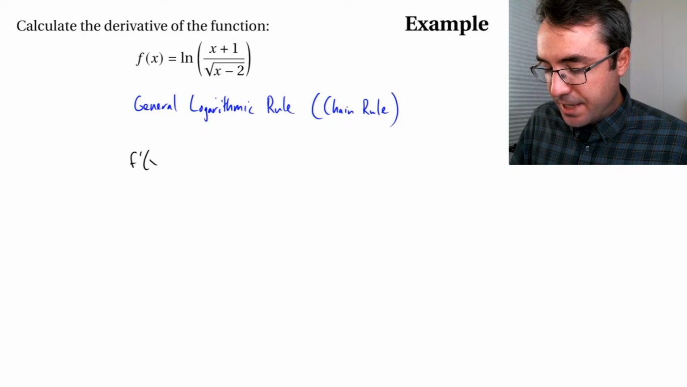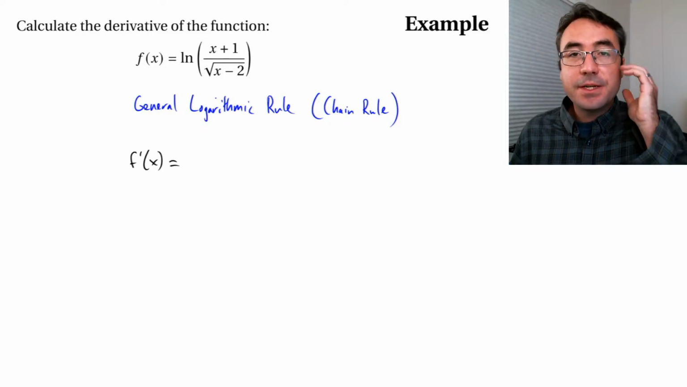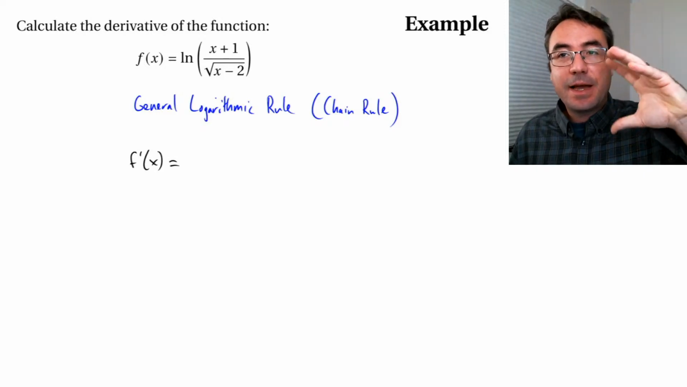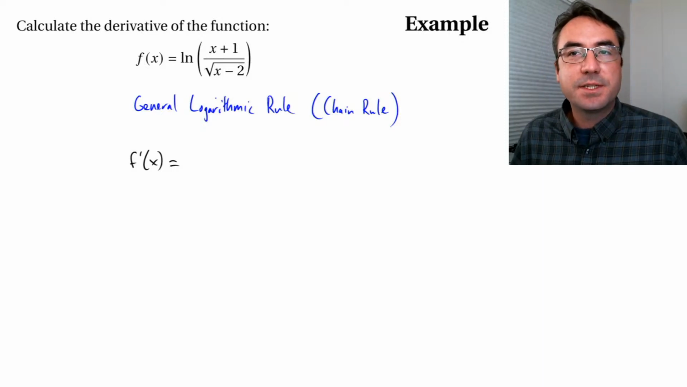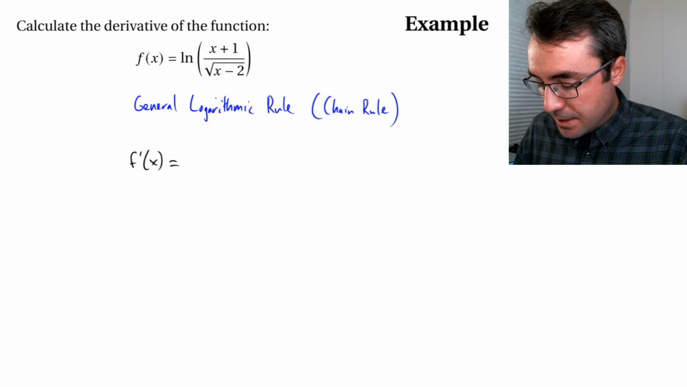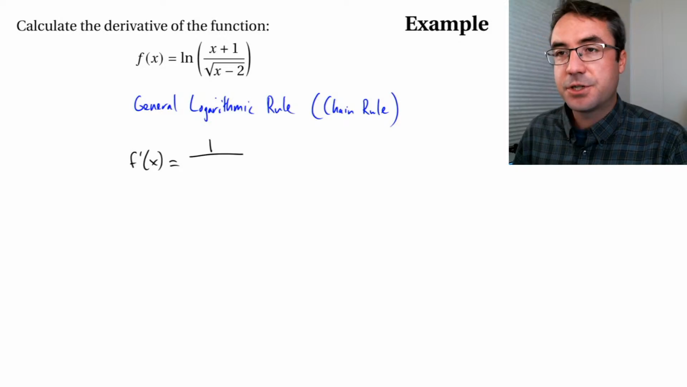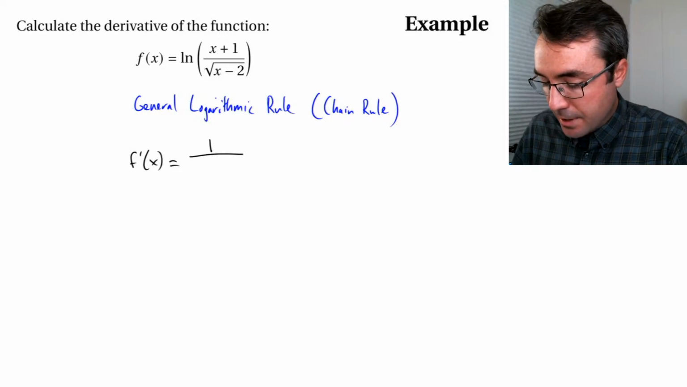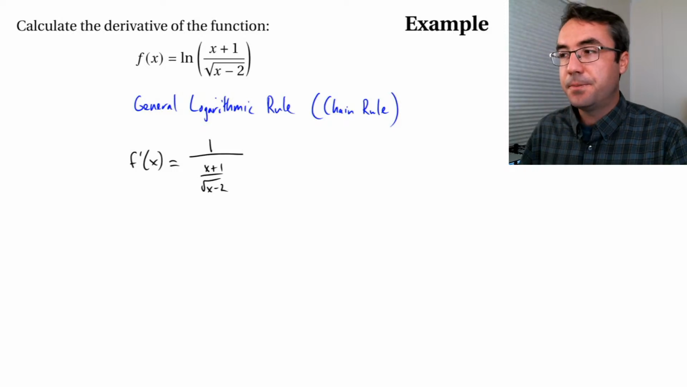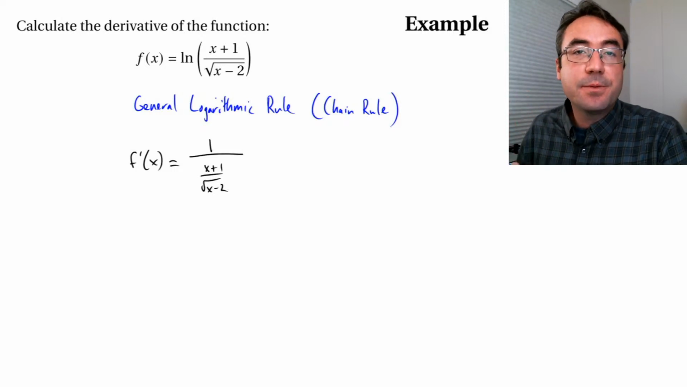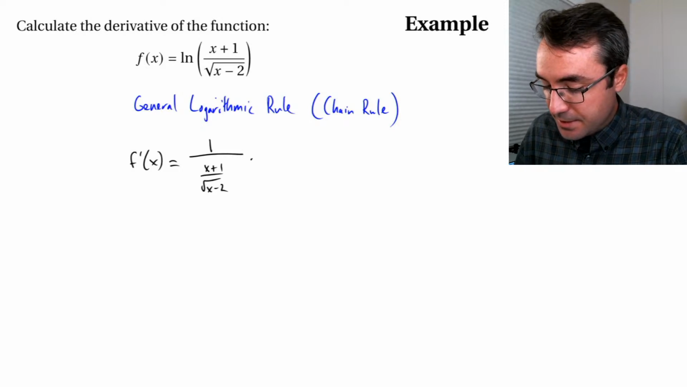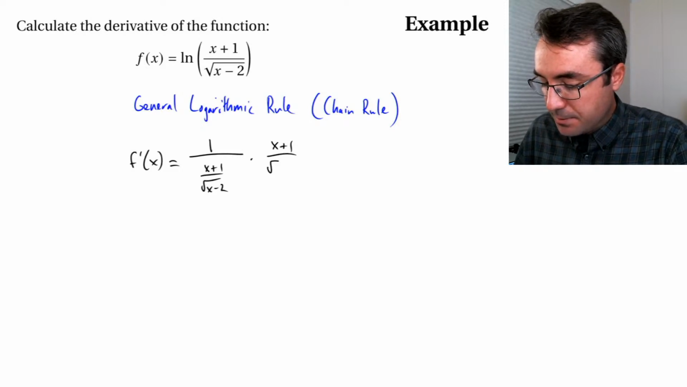So what does that rule say? Well, when we differentiate the log function, it kind of does the reciprocal of what's inside the parentheses. So the derivative of our outer function here would be 1 over x plus 1 divided by the square root of x minus 2. And then we take the term that was inside the parentheses and we multiply by its derivative.